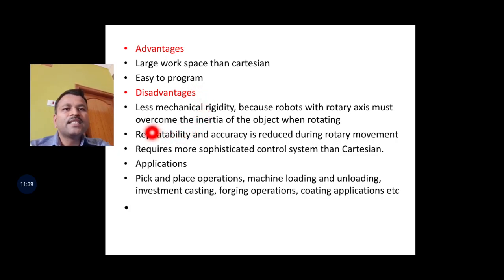Next disadvantage is less mechanical rigidity. So rigidity is less here. That is, it will have some vibration. So if it carries a heavy load, it will have vibrations.